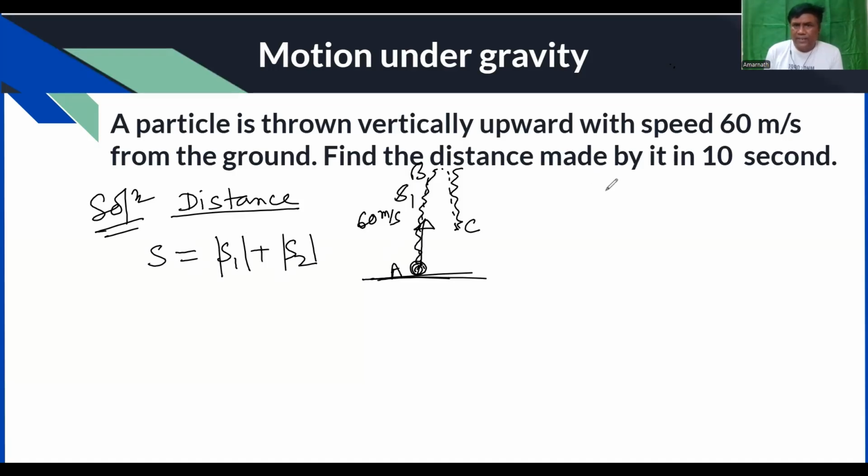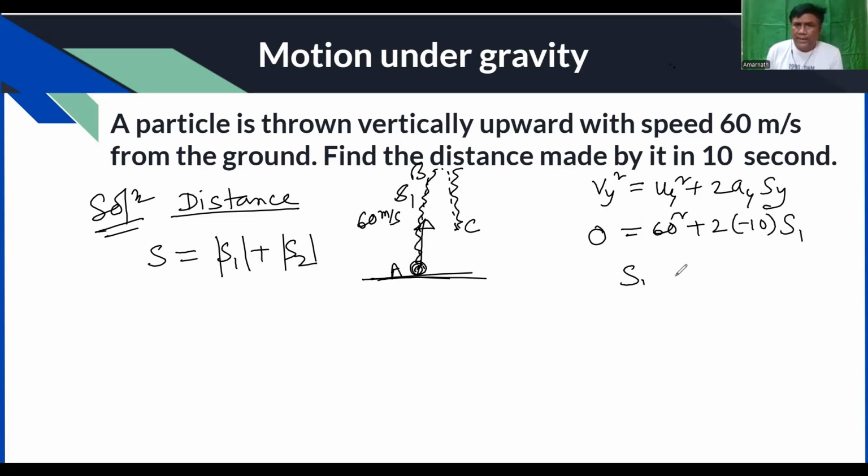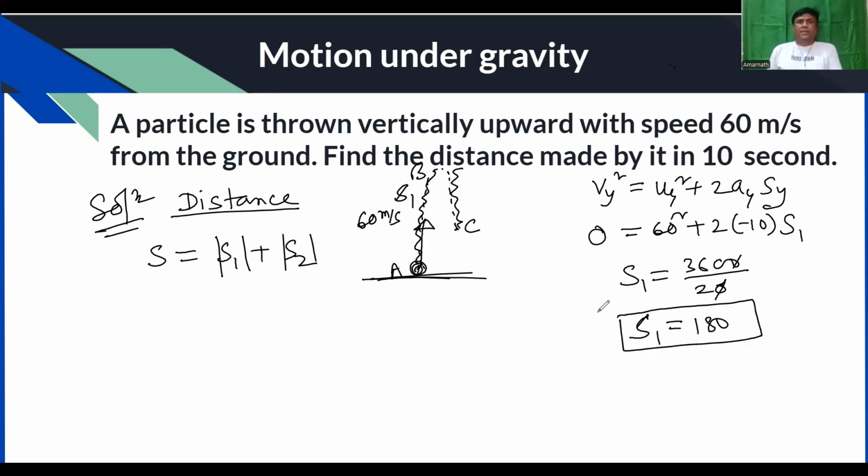See, at the highest point, velocity is 0. So Vy square equal to Uy square plus 2Ay Sy. If I apply, it is 0 only, it is 60 square only, it is 2 into minus 10 only, and Sy is nothing but S1. So from that, I can calculate S1 equal to 3600 by 20, so S1 is 180.